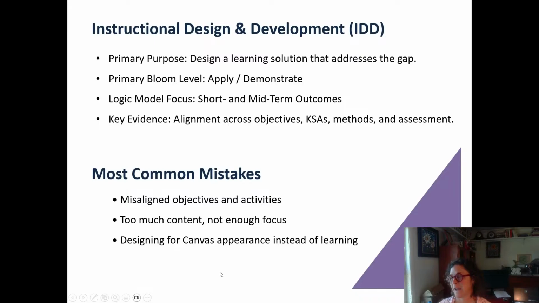And then designing for Canvas. Again, we're going to work with you a little bit about that. You're really going to see what it's like from my side as an instructor and an instructional designer as well.